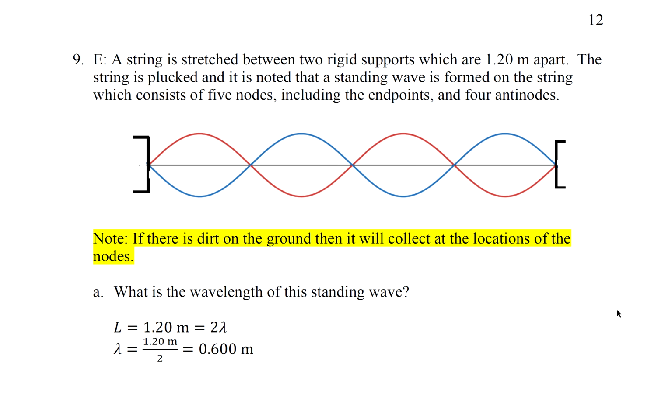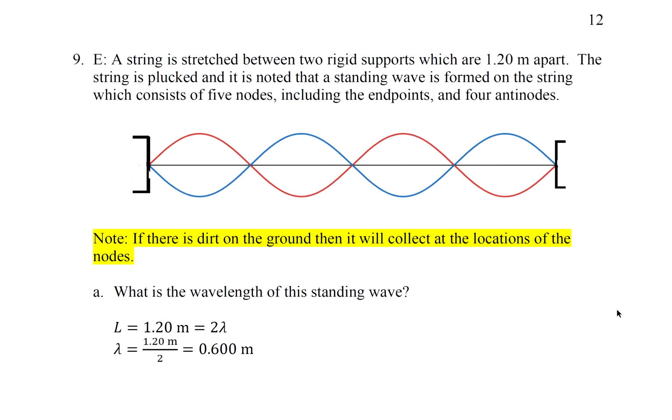Question 9. A string is stretched between two rigid supports which are 1.20 meters apart. The string is plucked and it is noted that a standing wave is formed on the string which consists of 5 nodes, including the endpoints, and 4 antinodes. So I drew the image here. We got 5 nodes where the displacement is 0 and 4 antinodes.